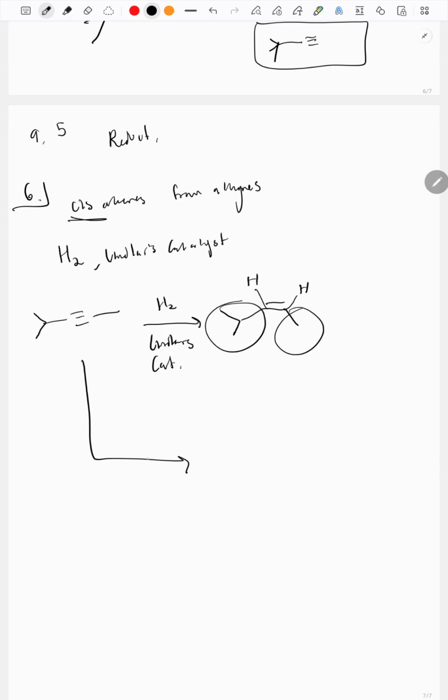However, what if we use just H2 and palladium, or Pt, then basically we'll just get alkanes. And so this is what we should get. Let me count. We had 1, 2, 3, 4. 1, 2, 3, 4. This is what we should get. It reduces. Reduction means just removing the double bond, or in other words, just making more hydrogens on the product attached to carbons.